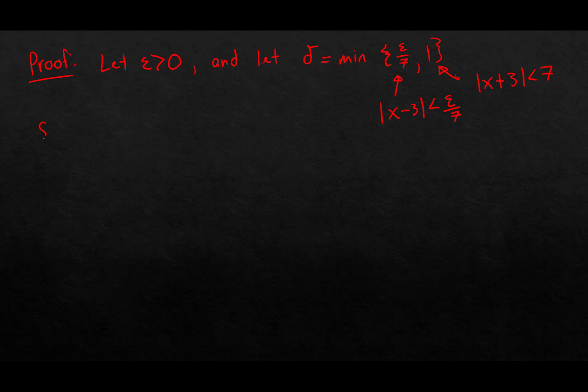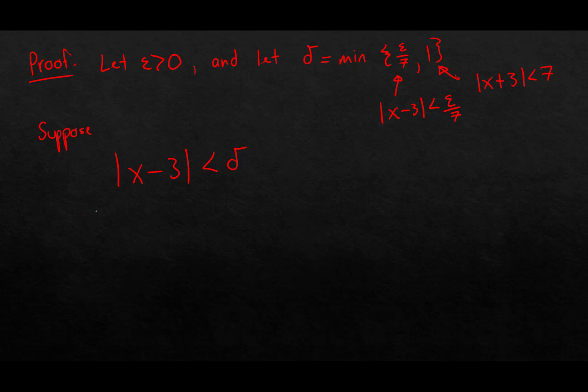So suppose that the absolute value of x minus 3, the distance between x and 3, is less than delta. And remember, what we want to show eventually is that the distance between our function and our limit is less than epsilon. So now let's start to work this.